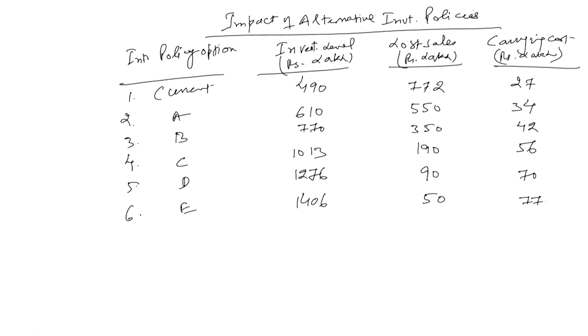This was the situation worked out, that if this happens then certainly we are going to have an increased level of sales. At this level the lost sales are maximum, that is 772 lakhs. If you bring it down, maybe over a period of time or maybe immediately, we can change from the current to A to B to C to D to E. So, if we go from the current to E, then the total investment in the inventory will be 1406 and the lost sales will seriously come down to 50 lakhs and the carrying cost will be 77 lakhs.